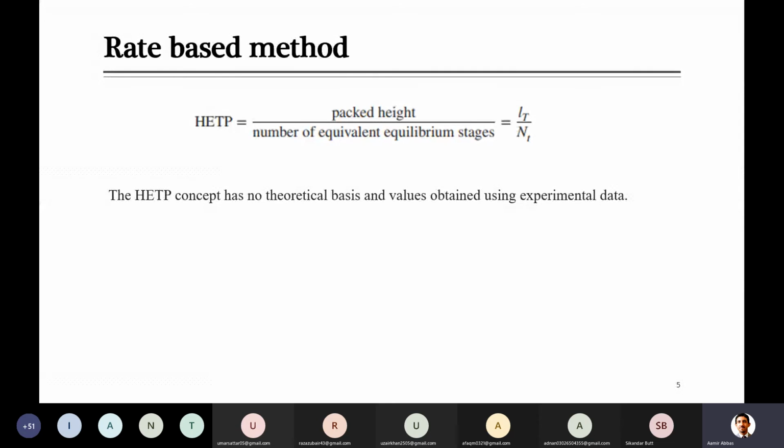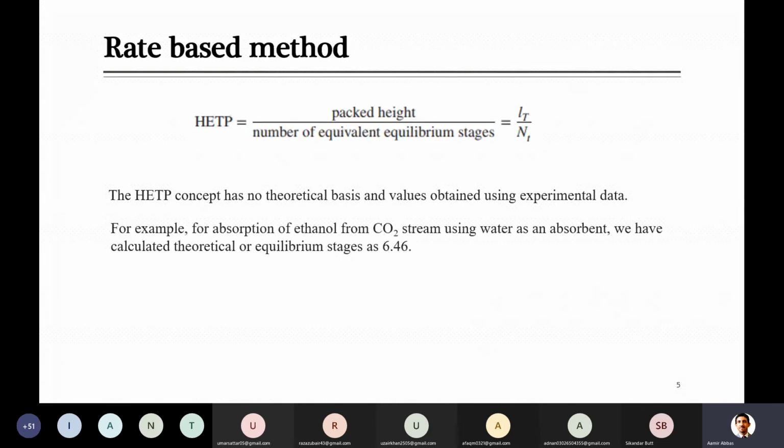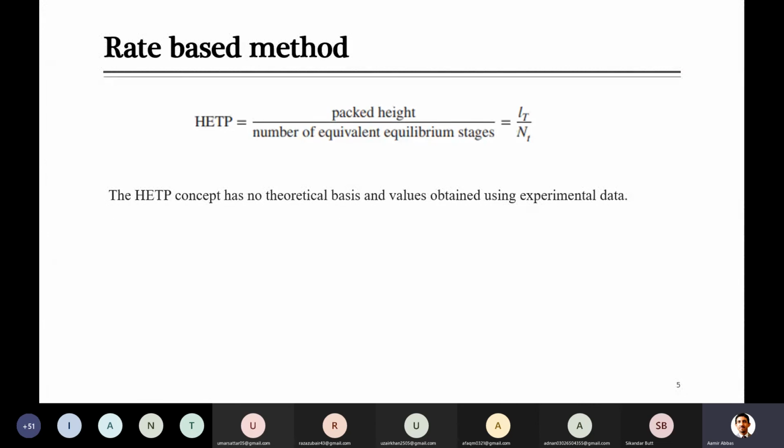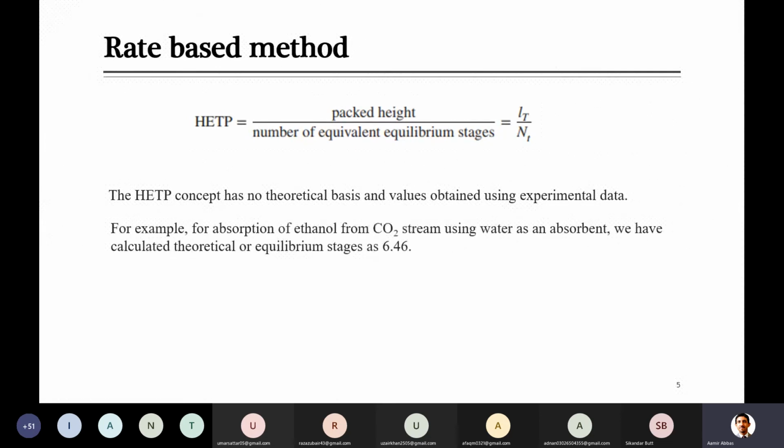Overall, this height equivalent to theoretical plate has no theoretical basis, or this equation is not derived based on some model or theory. This was developed based on observation from experimental data. You can call it an empirical equation. People have performed a number of experiments for different kinds of separation using both tray towers as well as packed towers, and they saw that this is the relationship between them, and that was named the height equivalent to theoretical plate.